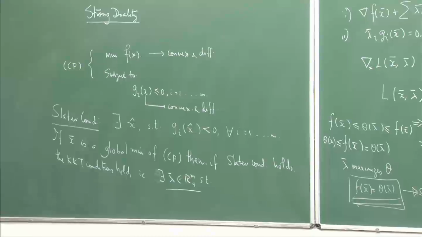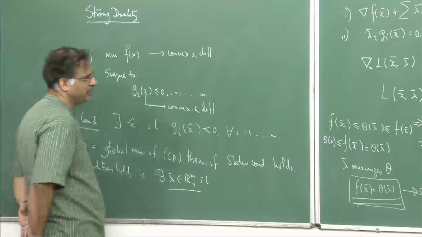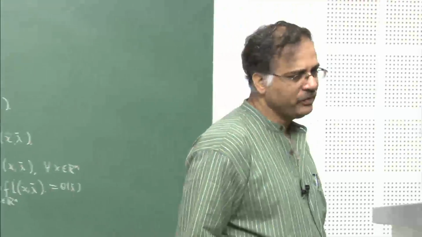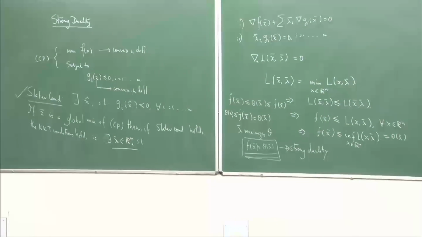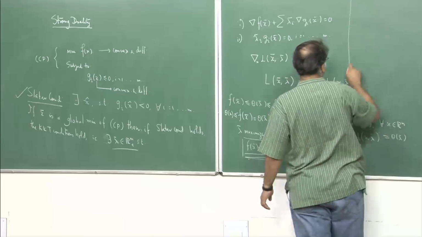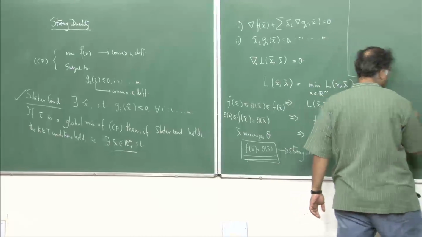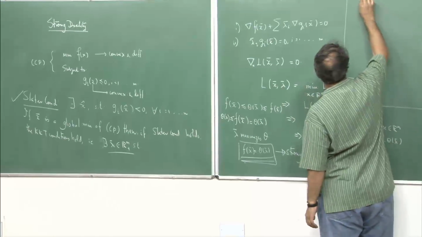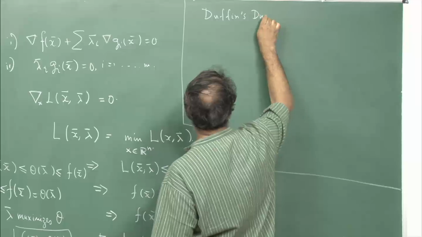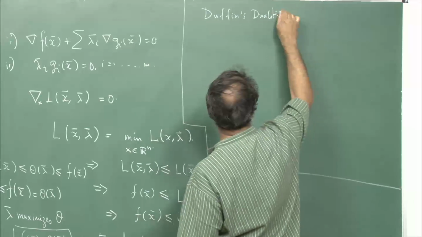What I will tell you is that this shows you that the Slater condition is a very important condition. If I take off the Slater condition, if I have a convex programming problem and the Slater condition fails, this strong duality will fail to hold, that is f x bar would be strictly bigger than theta lambda bar, and that is what we are going to now discuss through what is called the Duffin's duality gap. It is a very famous example due to Richard Duffin.